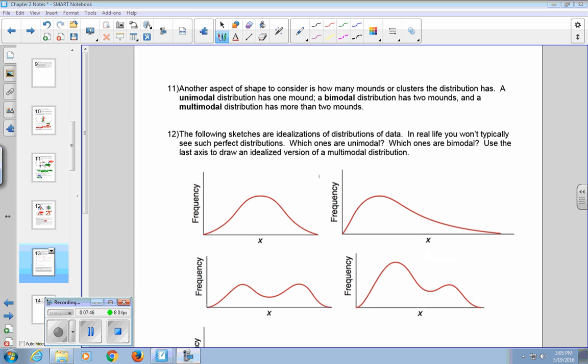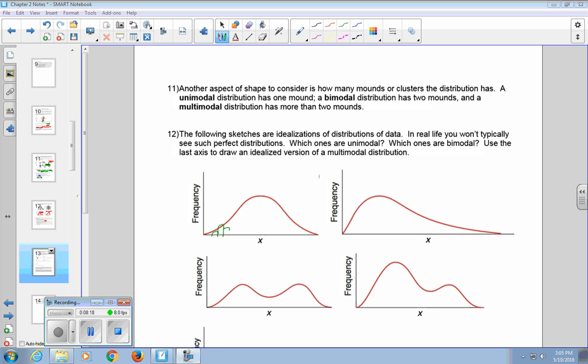Okay, another aspect of shape to consider is how many mounds or clusters the distribution has. A unimodal distribution has 1 mound, a bimodal distribution has 2 mounds, and a multimodal distribution has more than 2 mounds. So number 12, the following sketches are idealizations of distributions of data. In real life, you won't typically see such perfect distributions. So which ones are unimodal, which ones are bimodal, and then use the last axis to draw an idealized version of a multimodal distribution.